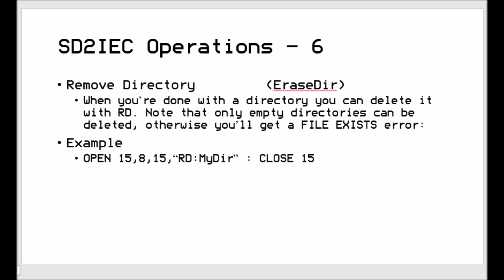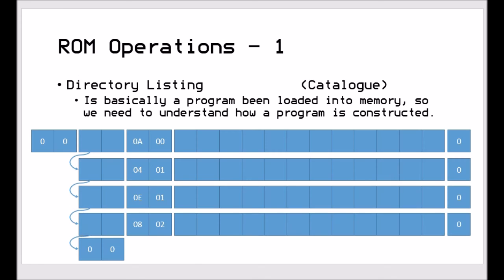Now we've got one extra one, which was the ROM one, which is to do a directory listing. Now, when you load $ into memory, it actually loads a program. Can't run it, of course, because it's just gibberish. But what it does, the program always starts with 2 bytes, and this is the location of where it's normally going to load. So it would typically be 0108, which is the start of BASIC memory.